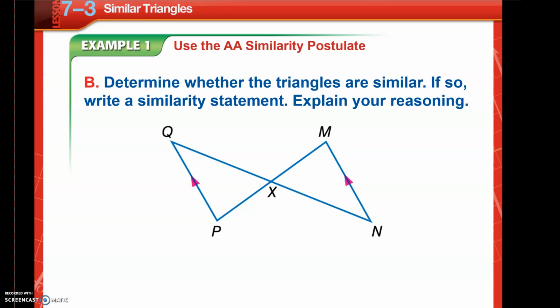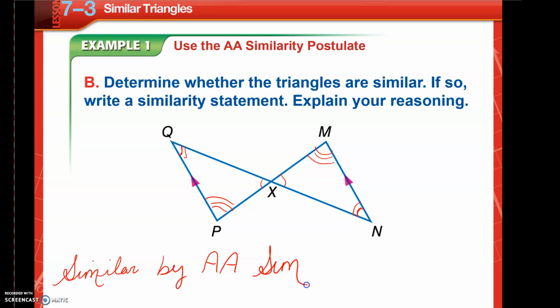Here we have two parallel lines. So first we can say these two are congruent because they're vertical. And then since these lines are parallel, these two are congruent because they're alternate interior. And actually these three, because of the third angle postulate, would have to be equal too. So yes, they're similar by our angle-angle similarity.